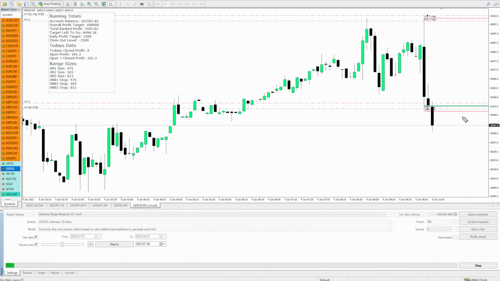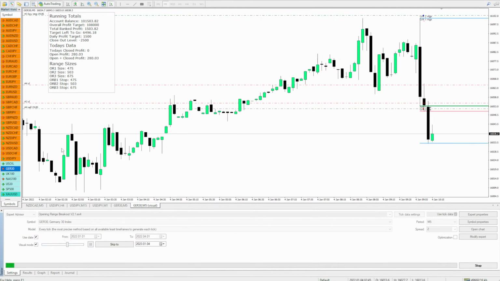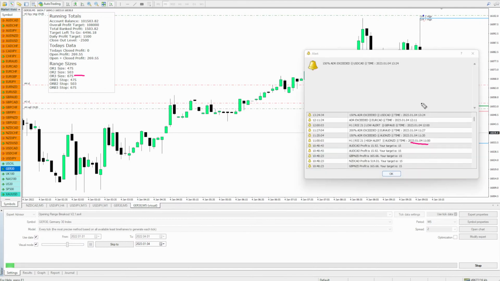Okay, so there's our opening range 1. That is 475. Opening range 2, which is this candle here, is 503. And opening range 3 is 811. One sec, not quite gone in yet. Okay, opening range 3 is there, which is 675. So there's our 3 opening ranges in.